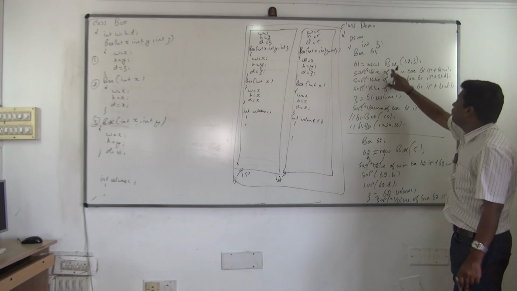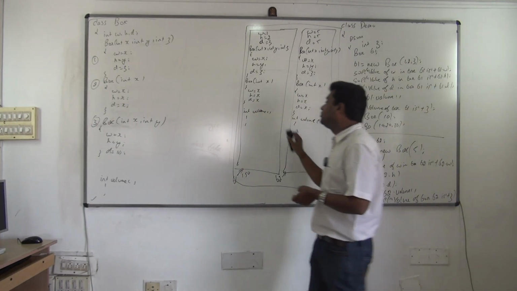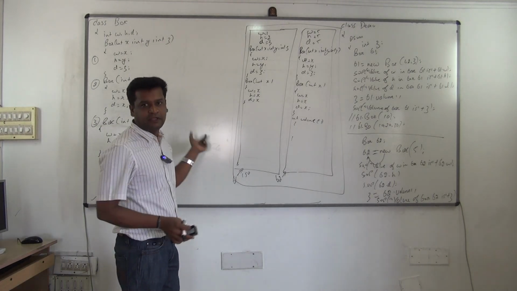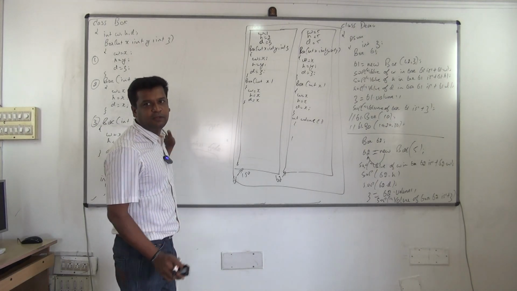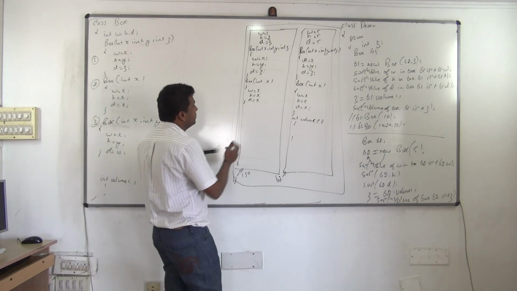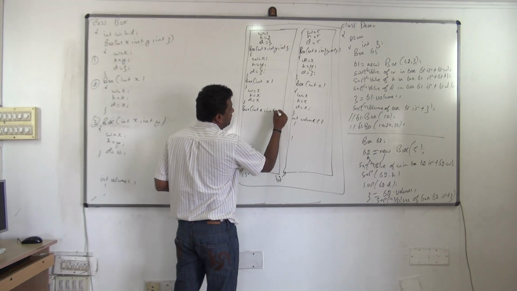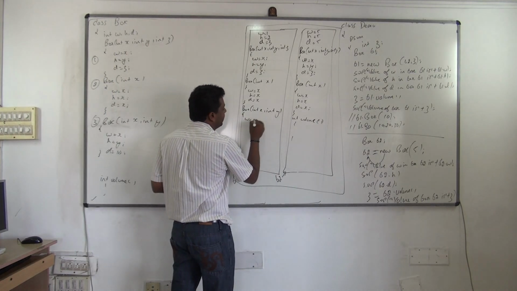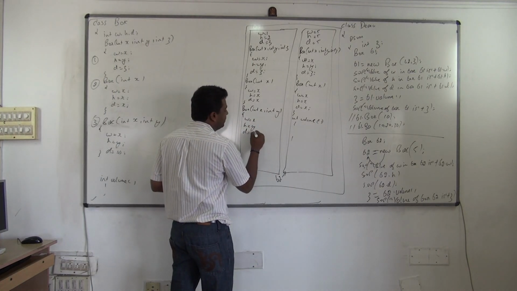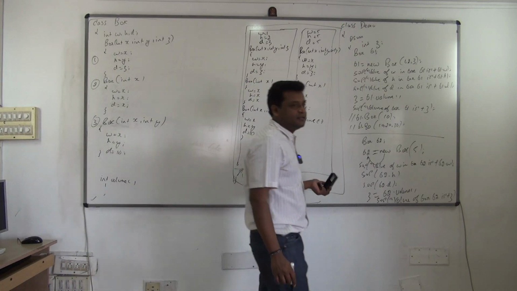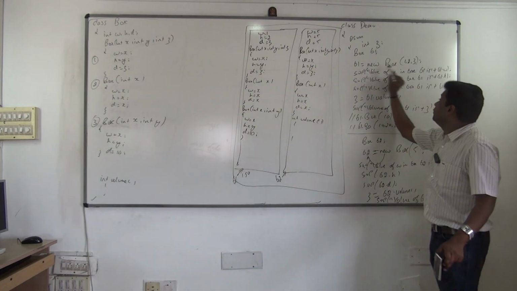Supposing I say box B1, B1 is equal to new box of 1, 2, 3. What happens? I'll use the same diagram. It's a different program, I modified it. What did I do? In the new program, I have added one constructor, a very small change. So this time what happens? You will have one more constructor like this. W is equal to x, h is equal to y, d is equal to 10. I wanted the same value everywhere, depth to be the same in all the objects. Fine. Now see this. B1 is equal to new box.